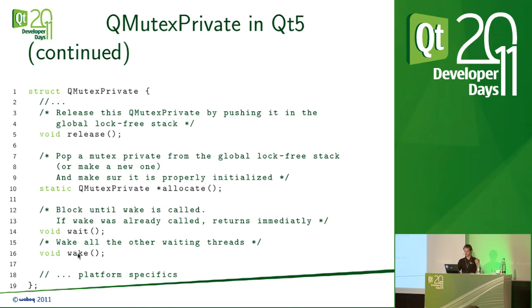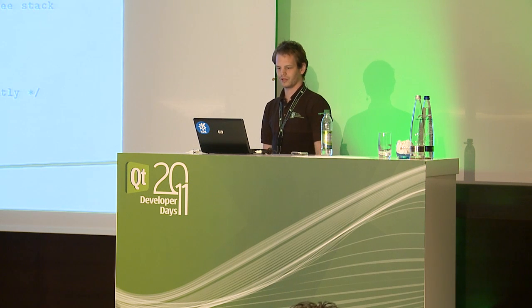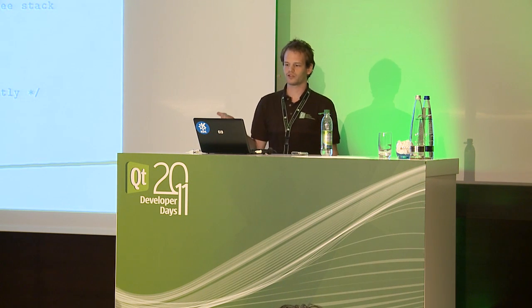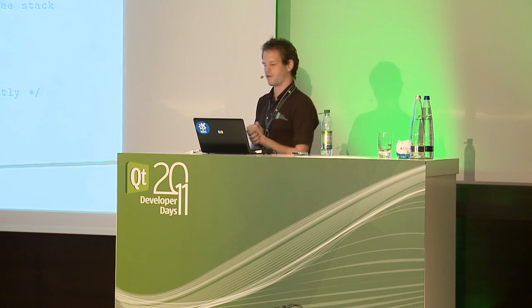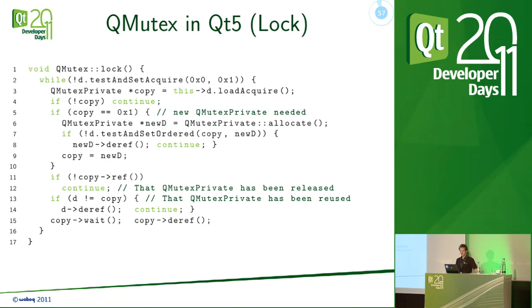So we have those two platform-specific functions here, wait and wake. Once wake is called, every call to wait will return immediately, while wait will be blocking and wait for the thread to call wake. Internally, it's basically implemented with a wait condition here, but I don't want to enter into those platform-specific details. And we're going to analyze the code of lock, which looks like this.